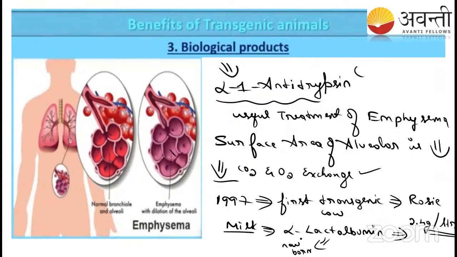See here, in the milk, it is going to produce the alpha-lactalbumin. So that is 2.5 grams per liter. This is how helpful it is as a biological product. What they did is they inserted the gene required for alpha-lactalbumin in the cow, so then the milk started to produce it.